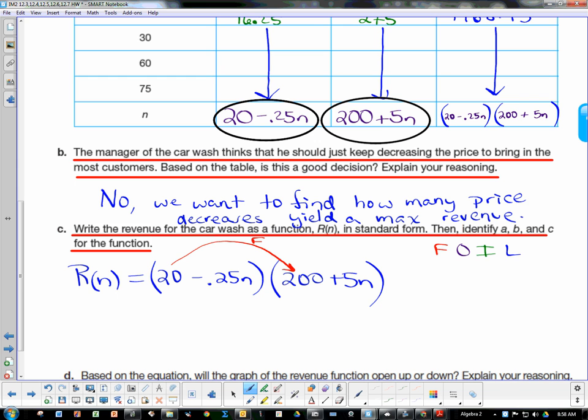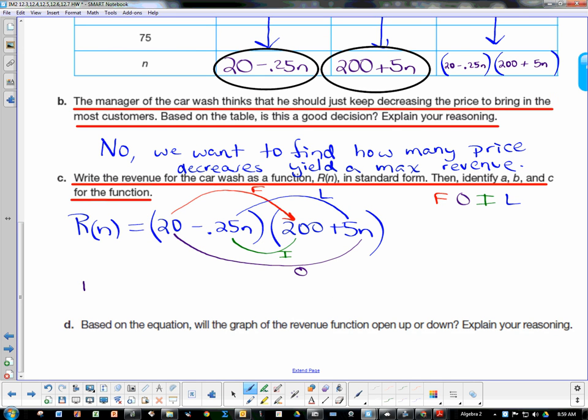All right, let's do the outer. The outer would be 20 times 5n. That's the outer two terms. The inner is going to be in green. This inner are these two. And the last is going to be this one multiplied by this one. That's the last. Can you see how that's going to result? And really, in this case, if you're going to maximize, there's no need to write it in standard form, but we can go through and do that.